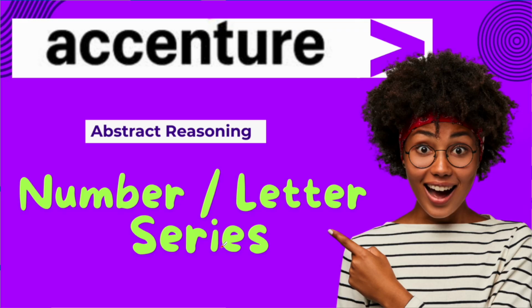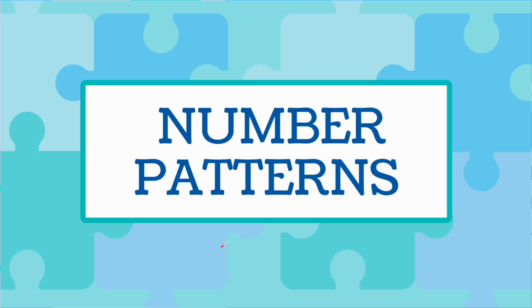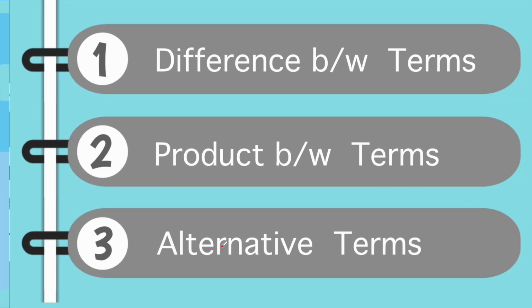So let's look at the number patterns you are going to see in the number and letter series. After looking at different questions given in the actual Accenture paper, I realized Accenture is focusing on three important models. We'll observe what the three important models are.